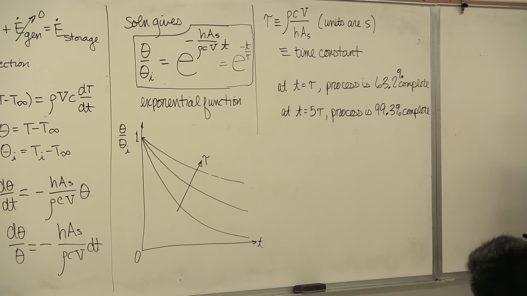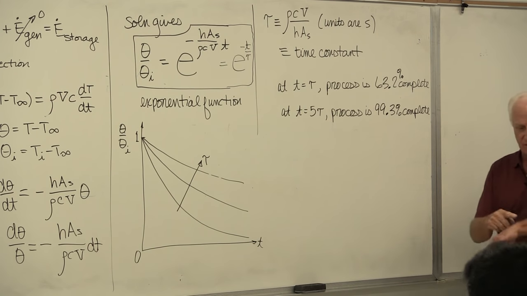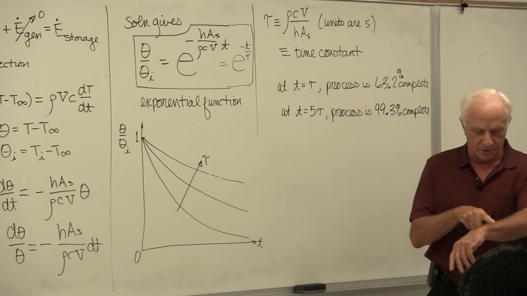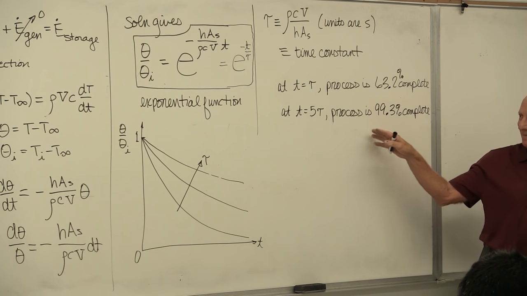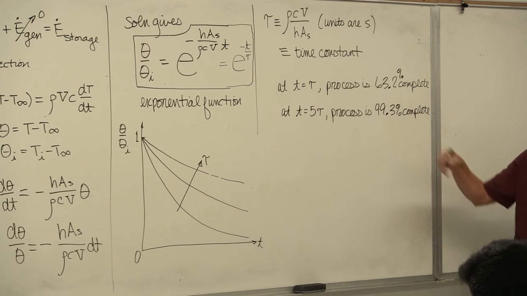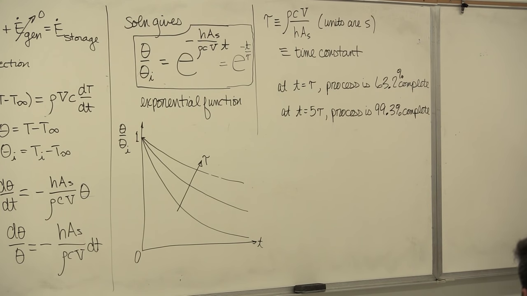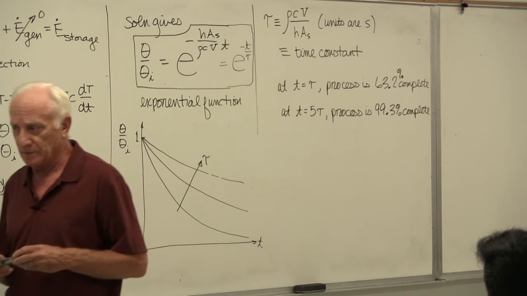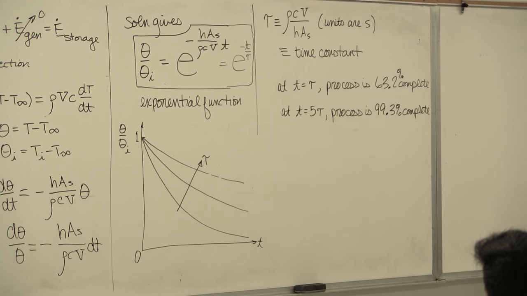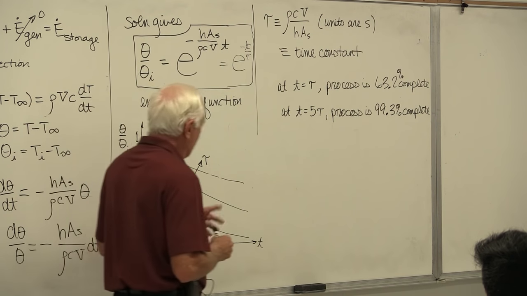I put a surface temperature sensor on my skin. How long should I wait to read the digital output? The rule of thumb is, wait at least five time constants. That gives me 99% of the way to the true value of the temperature of my skin. So that's how we engineers use the time constant sometimes. It gives us a ballpark figure of how long to wait to measure something experimentally. Okay, so that's what that is.